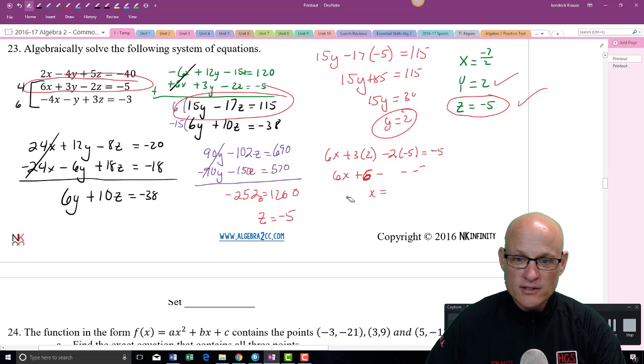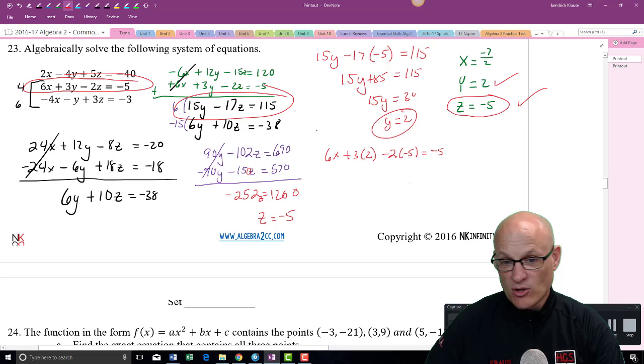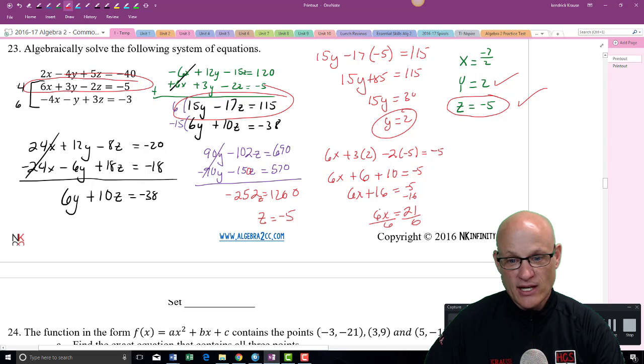Oh, all right. Let me show my work, because if I don't, I'm going to make a lot of mistakes today. 6x plus 6 plus 10 equals negative 5. 6x plus 16 equals negative 5. Subtract 16. I get 6x equals negative 21. Divide by 6. Notice I had negative up here, and it reminded me it's got to be negative down here. And if you reduce that, you get negative 7 over 2.